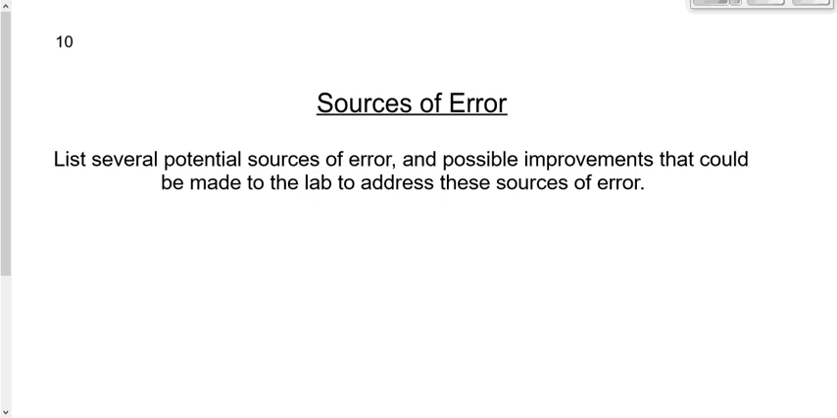Sources of error, this is not new to any of you, except for possibly Ben. This format might be new, but everybody else's format is the same as you've always had, right? In Science 10, Physics 20, Physics 30. Sources of error, like what could be better? Procedure, materials, apparatus, what could have been better? Avoid human error here, right?